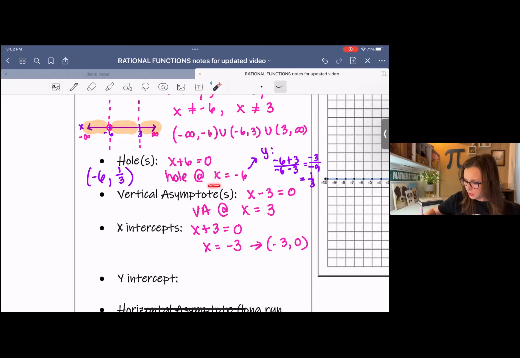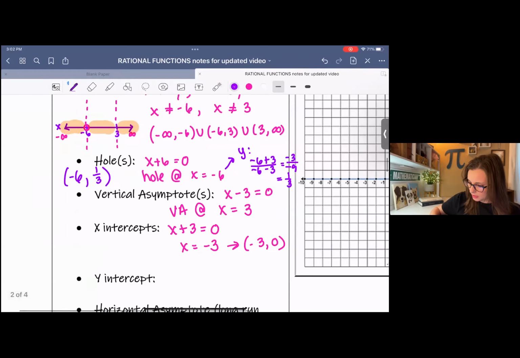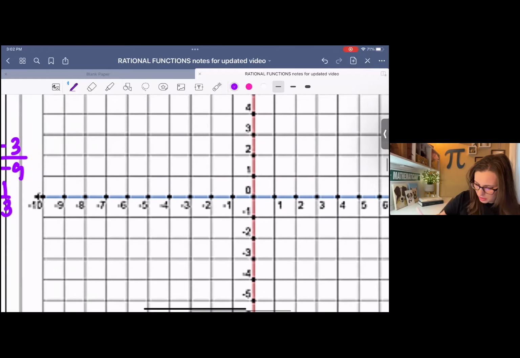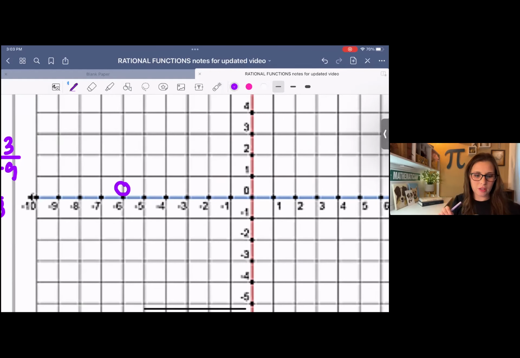You plug in the x coordinate to the remaining factors and then simplify, and we get a third here. So we have a hole at -6, 1/3. So I'm going to go over to -6, and it's going to be a rough estimate because a third's really rough, but you get the point. -6, 1/3, I have a literal open circle there.